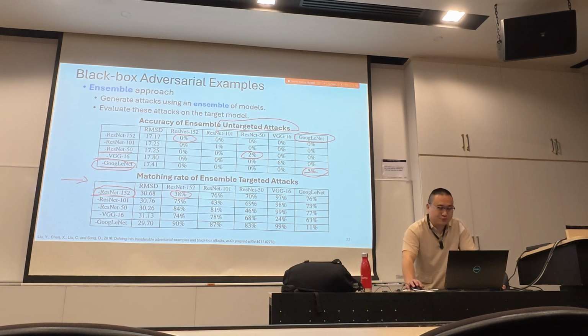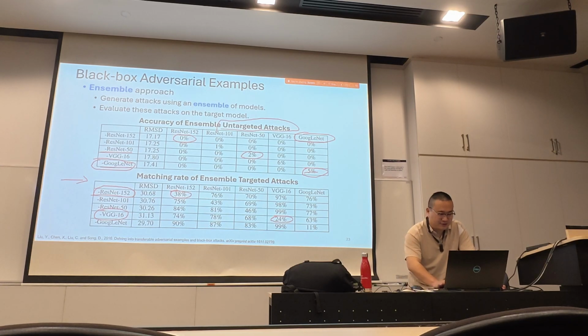Because for targeted attacks, you predefine the label. You want the model to output your specific labels. And for the VGG16, you can see that we can get a 24% success rate. And also for the other settings.